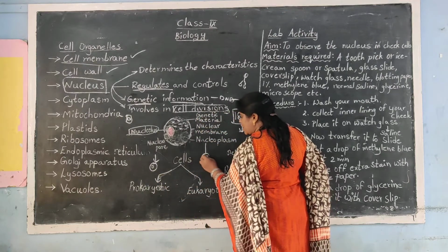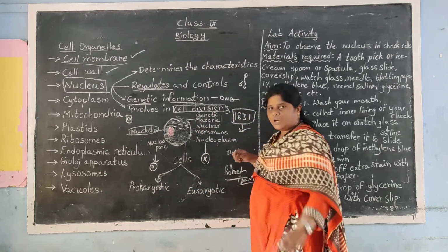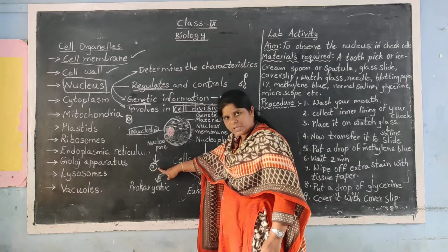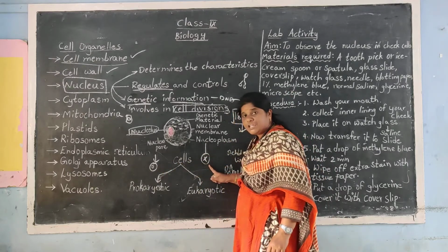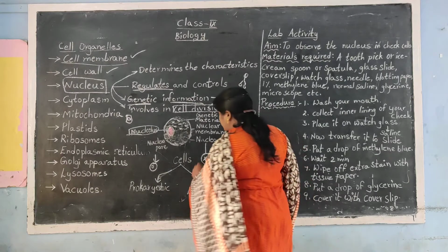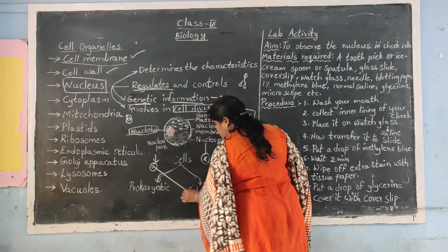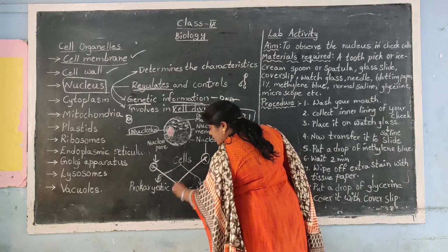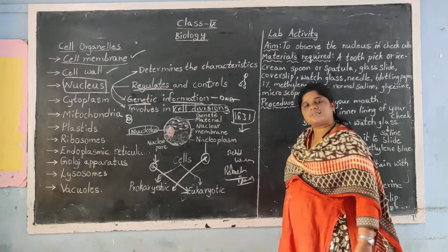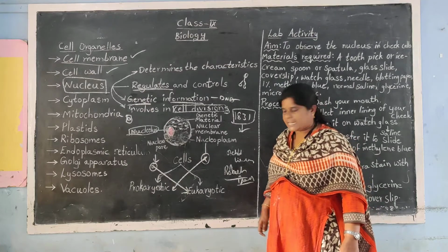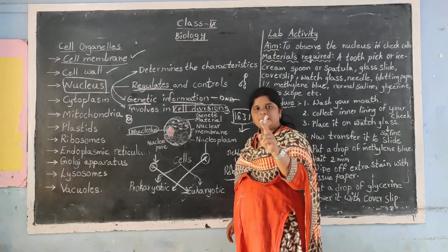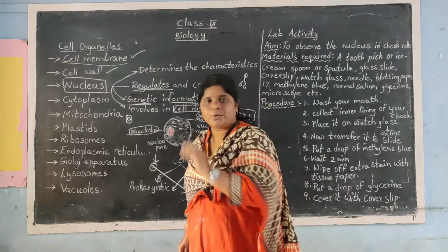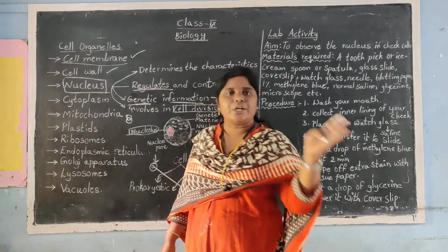For your convenience, I would like to say that few cells have a nucleus, and few cells do not have a nucleus. Already I have mentioned this in 8th class. The cells with a nucleus are called eukaryotic cells. The cells without a nucleus are called prokaryotic cells. Understand now? How many types of cells are there? Two types of cells. Few are prokaryotic, few are eukaryotic.